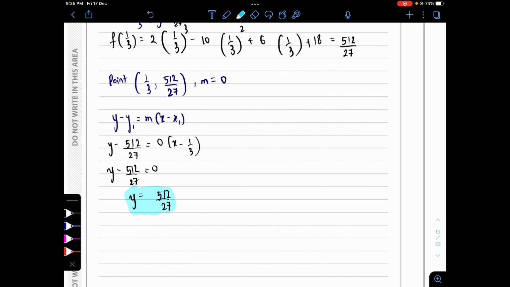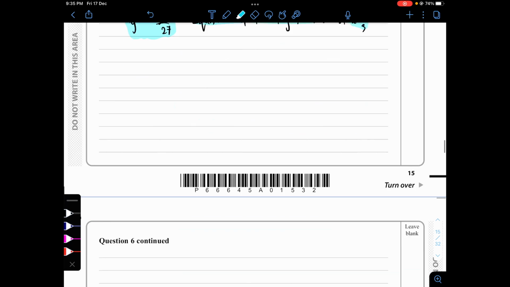You can also write that it's the equation of the tangent line at x equals a third. Alright, so then we can also highlight this. So now this is the end of question number 6. So now we go on to question number 7.